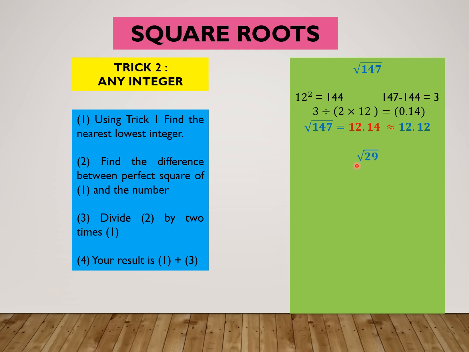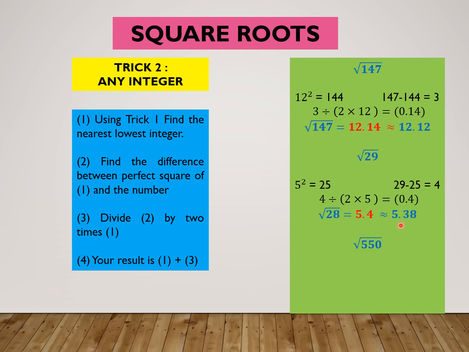Let us try to compute the square root of 29. What is the perfect square which is just less than 29? 25. Now 29 minus 25 is equal to 4. So what we will do now, 4 divided by 2 times 5, that is 4 divided by 10, is equal to 0.4. So our result will be 5.4, which is approximately equal to the exact value 5.38.